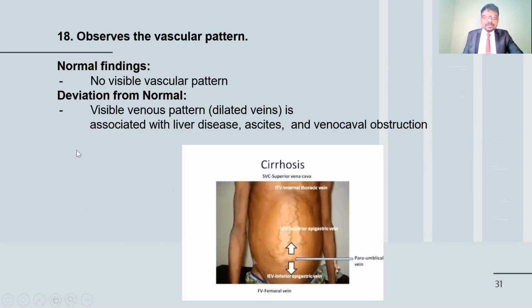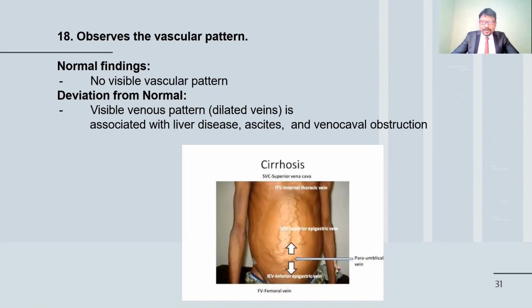And also observe the vascular patterns. So how is the vascular pattern? Is it the normal one? No visible vascular pattern. That means we cannot find the veins on the stomach or abdomen. Normally, we cannot find that much. But in case of abnormal, the veins are going to be dilated or distended.